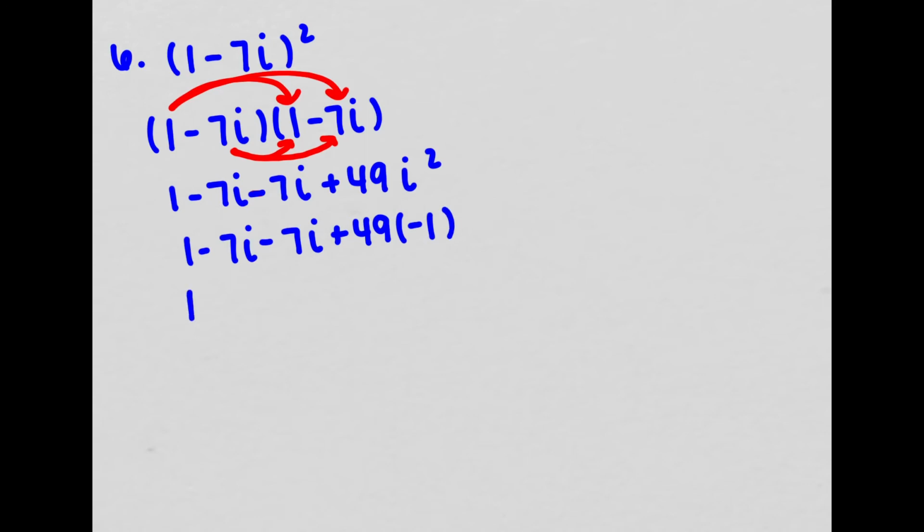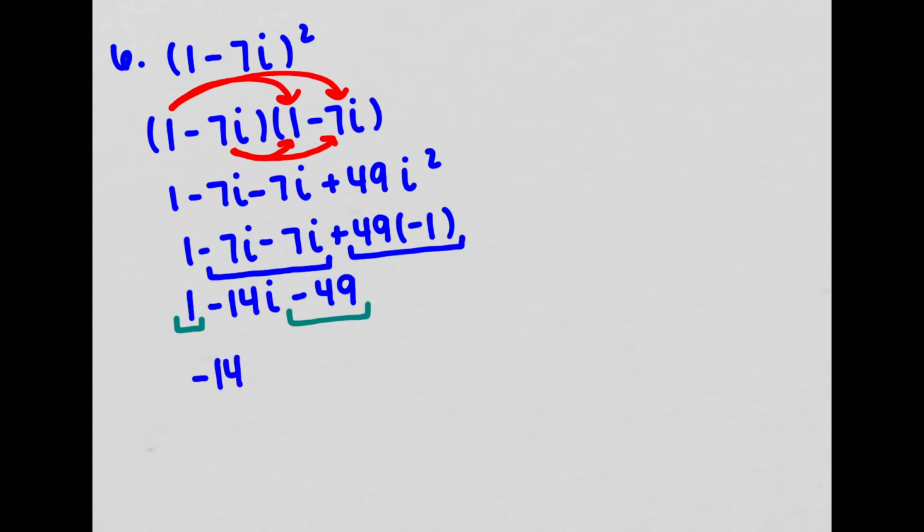I have 1. I'm going to combine these two, the negative 7i minus 7i, and it's going to be negative 14i. And then positive 49 times negative 1 is negative 49. Your last step, I can combine this 1 and this negative 49. And when I do so, I still have negative 14i, but 1 minus 49 leaves me with negative 48.